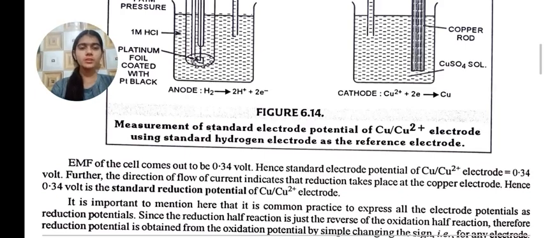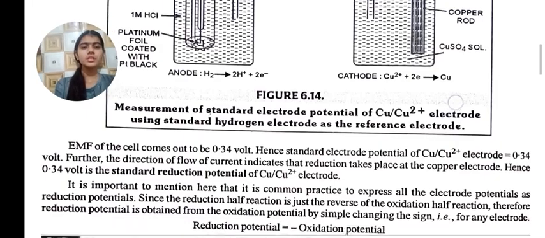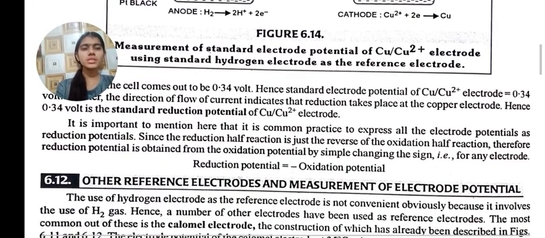It is important to mention here that it is common practice to express all electrode potentials as reduction potentials, since the reduction half reaction is just the reverse of the oxidation half reaction. Therefore, reduction potential is obtained from the oxidation potential by simply changing the sign. That is, for any electrode, reduction potential is equal to the negative of oxidation potential. So let's discuss other reference electrodes and measurement of electrode potential.